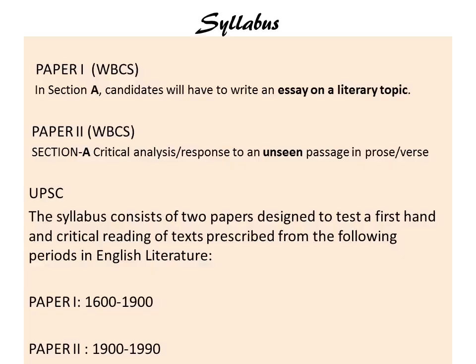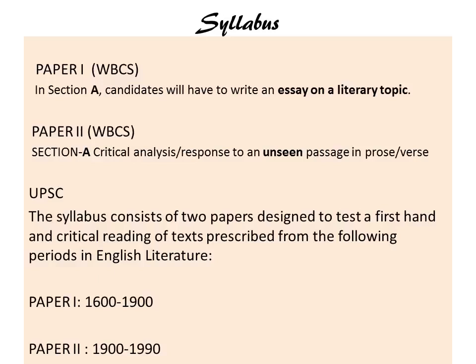Now let's look at the syllabus. For WBCS, and here I'm discussing certain generic questions, in both papers, paper 1 and 2, in section A, candidates will have to write an essay on a literary topic. And in section A in paper 2, candidates would have to critically analyze or respond to an unseen passage, either in prose or in verse. The idea of starting with these two sections is that these are compulsory. There's no way you can get around these questions. You have to attempt them.